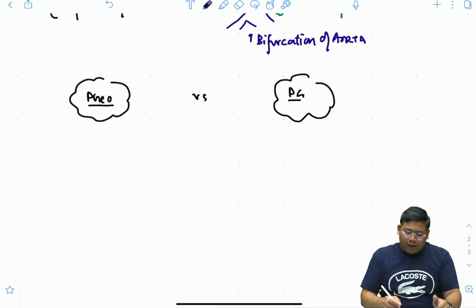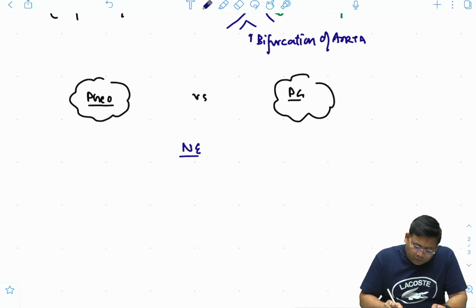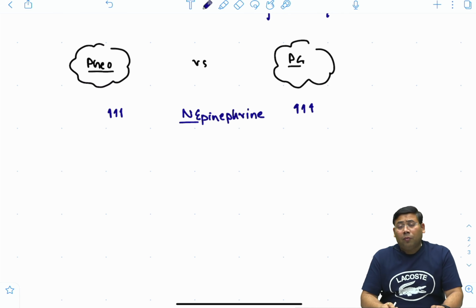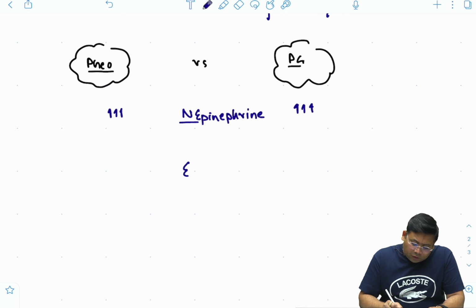Pheochromocytoma will have elevation of norepinephrine. So when we talk about norepinephrine, this is elevated in pheochromocytoma, and it is elevated in paraganglioma also. Now next we talk about epinephrine also. So norepinephrine we have seen.